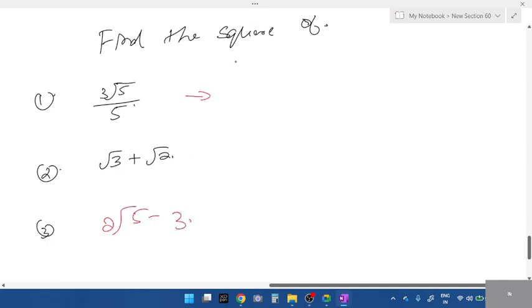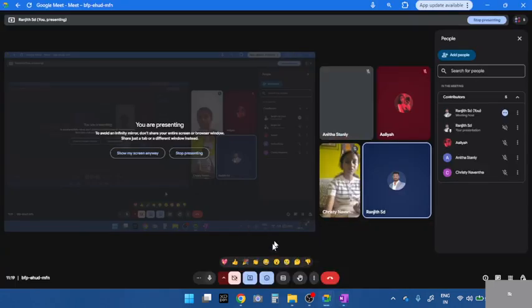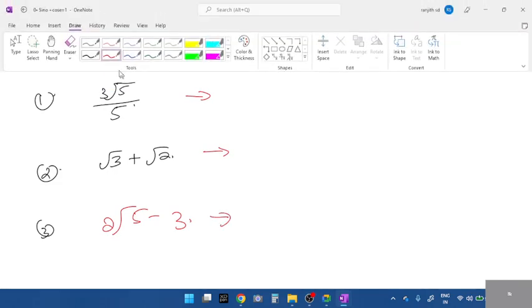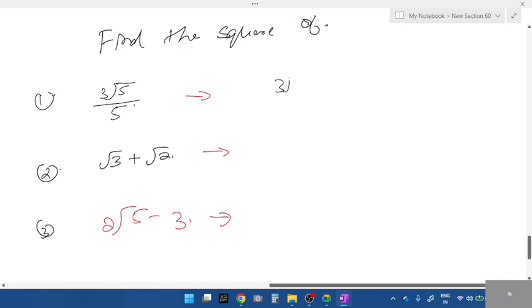What do you mean by find the square, students? What you have to do? Yes, Alia, turn on the video. Respond. Be quick. Okay, look at the screen and respond. How do you find the square, students? You need to take the question and square it. That's the meaning of find the square of.